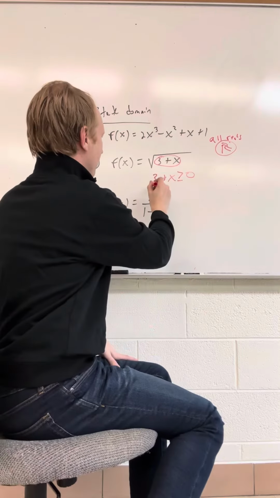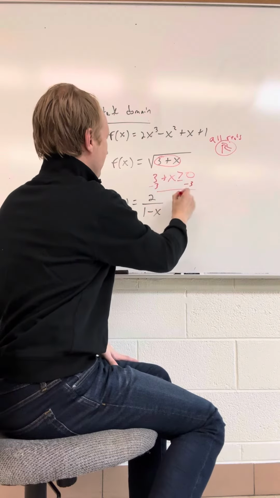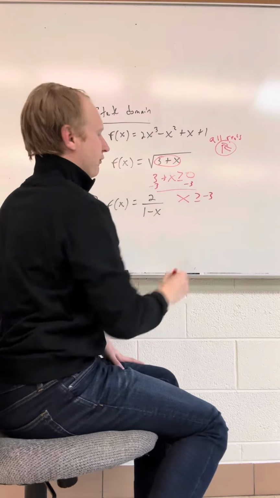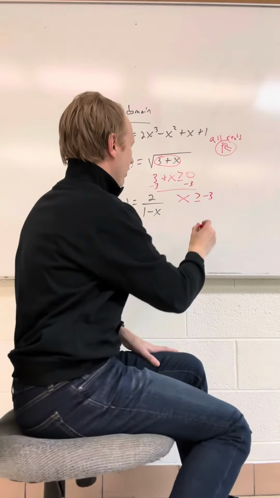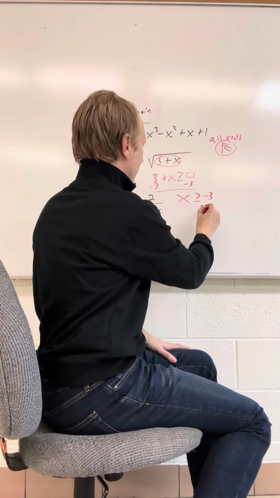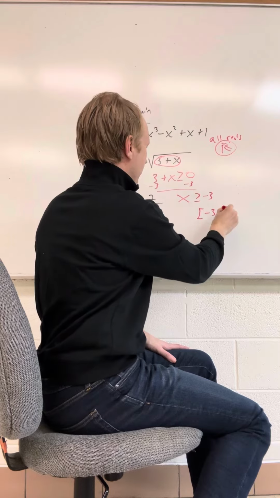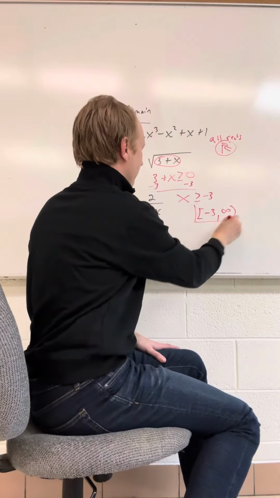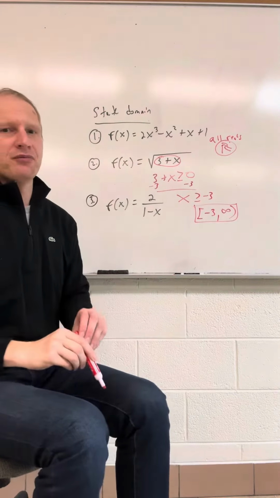So getting this one here, we're going to subtract 3 from both sides. Get x is greater than or equal to negative 3. Writing that in interval notation, of course, would be bracket at negative 3, comma, infinity with a parenthesis, like that.